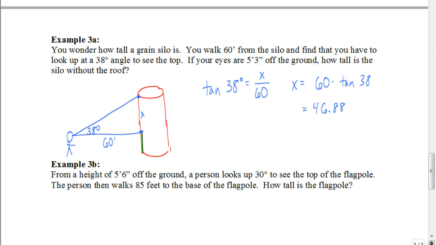Well, what we're going to do now is add to that our height, because remember, this is going from the ground to our eye height, basically, which is 5 feet 3 inches.